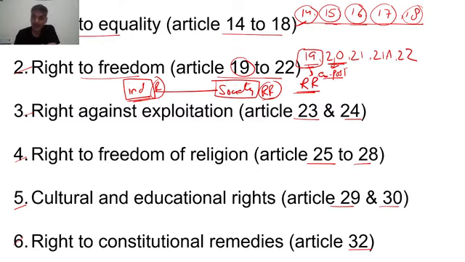Okay? Then it also provides protection against double jeopardy. Now, what is double jeopardy? Double jeopardy means a person can be punished for an offense only once. No person can be punished for the same thing more than once, and protection against self-incrimination. Self-incrimination simply means that nobody can force me to become an evidence against myself.